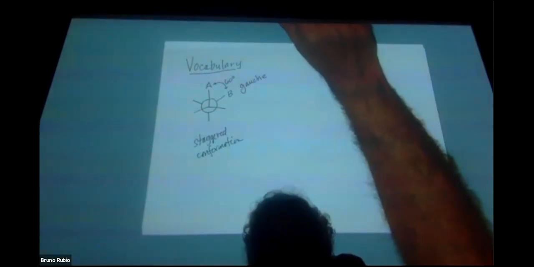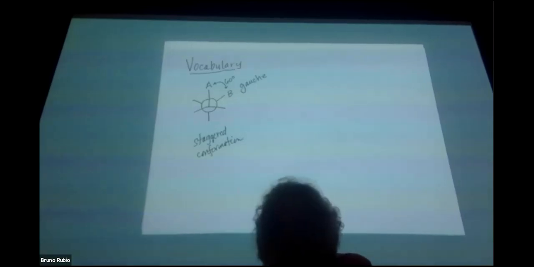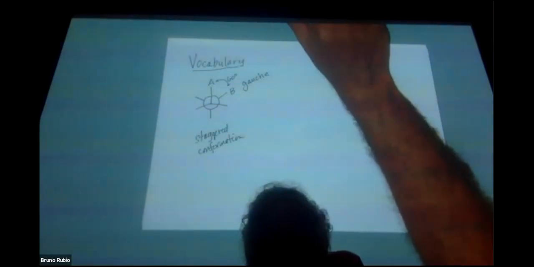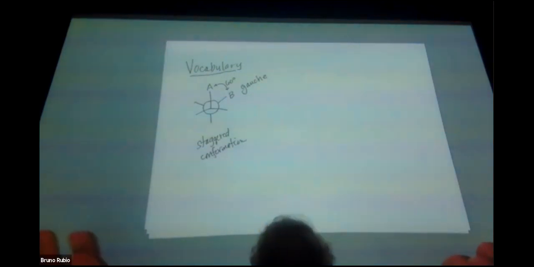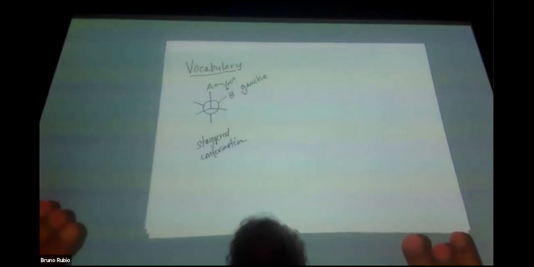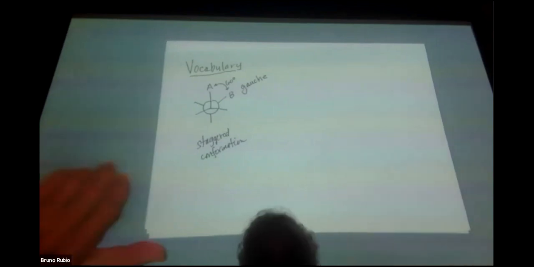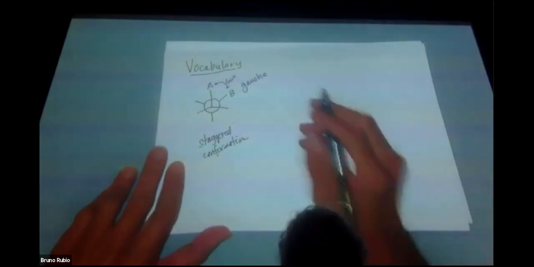Anyone speak French here? Tell me in the chat, what does gauche mean? Anyone know French? Yeah, it means to the left, right? And the proper pronunciation is gauche. Please don't say gouch, especially not when I'm around. So a substituent on the carbon in the front makes a 60-degree angle with a substituent on the carbon in the back. We say that A and B are gauche to each other in the staggered conformation.